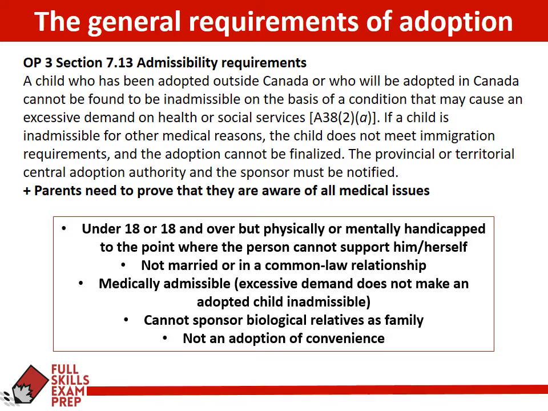So we could see that when we add on to the previous slide, we have a child who's 18 and under, or the person can be over 18, which means 19 and older, but physically or mentally handicapped, where they cannot financially support themselves. Remember, they have to not be married or in a common law relationship.